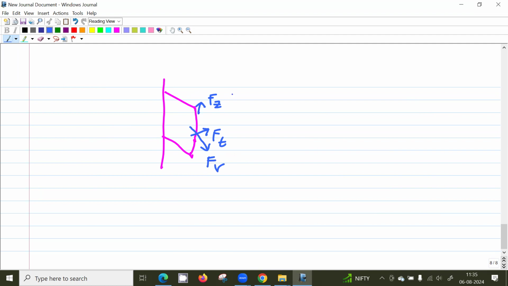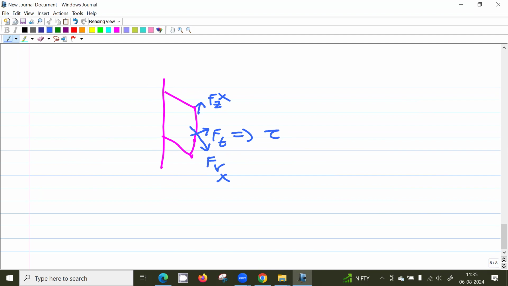will not produce any torque. Only this tangential force will give me torque. You can just figure this out. You have a door. If you have to open or close it, you have to apply a force in the tangential direction. Only that force will try to rotate it. The radial force just tries to stretch the door, not rotate it. And this vertical force Fz will try to bend the door, not rotate it.